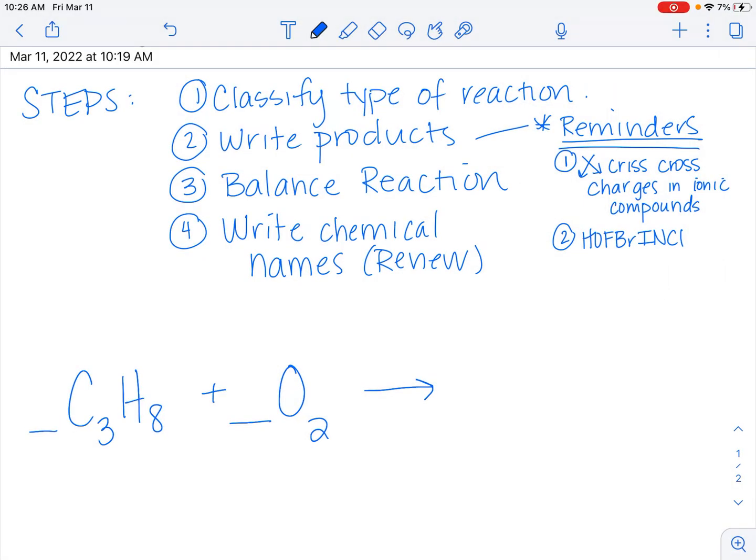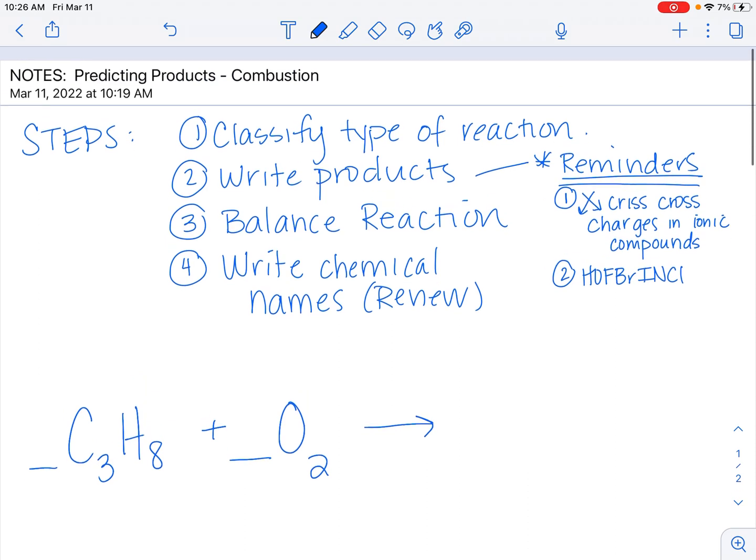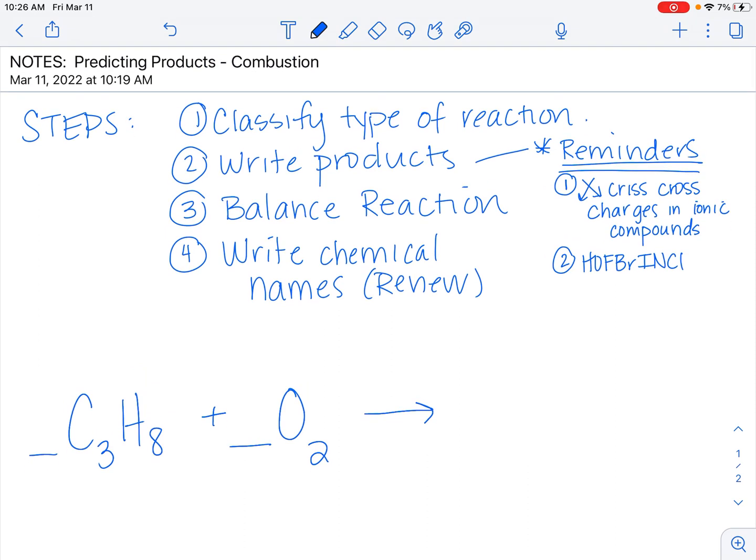Good morning, everyone. So the last time I saw you, we started looking at how to predict products. So I thought since I was not going to be here, I'd throw a little review out there to make sure you have a pretty good understanding of how to predict products. You'll have to predict the products of three different types of equations: combustion, single replacement, and double replacement.